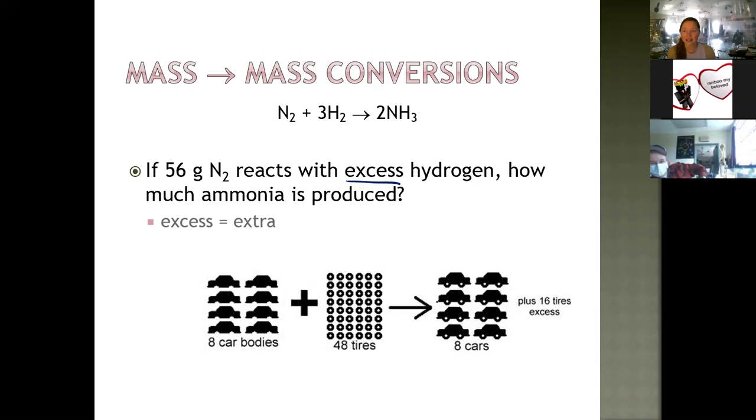This illustration kind of helps with that. If I have 8 cars and each car needs 4 tires, I can put tires on all the cars and still have 16 excess tires. So that just means I can react all that nitrogen and I'm not worried about running out of hydrogen.